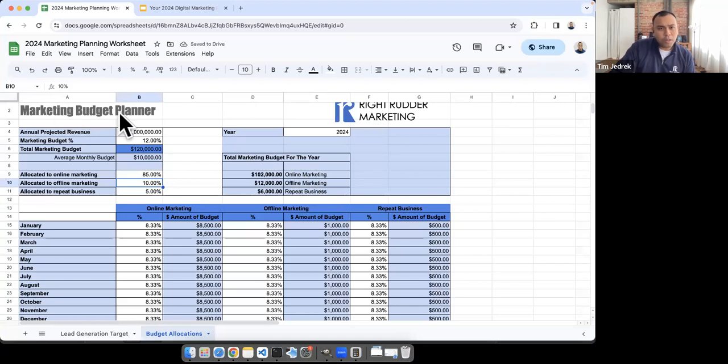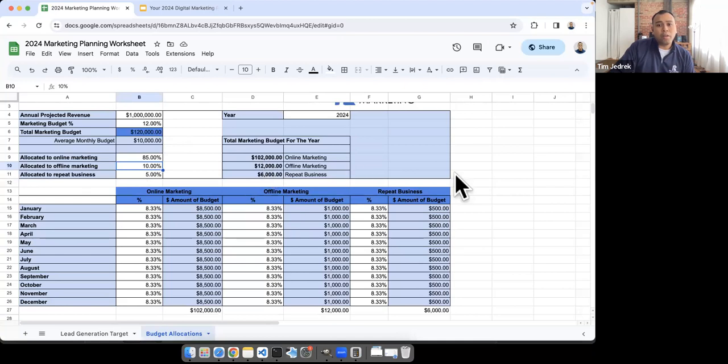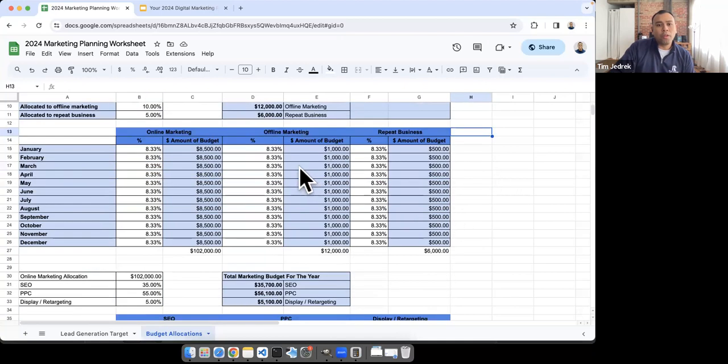So at $1 million for your projected revenue, if you want to spend 12% of that on marketing, that's $100,000 total for the entire year. And really, it breaks down by each month how much we should be spending at each channel, whether it's offline, repeat business, or online marketing. We're going to take this one column because everyone has their own ideas as far as offline marketing, whether it's billboards, radio, TV, other things like that. We are a digital marketing agency, so we're going to focus on this online marketing portion.